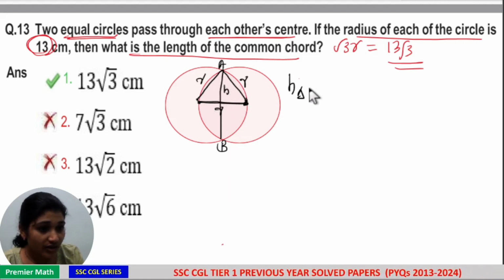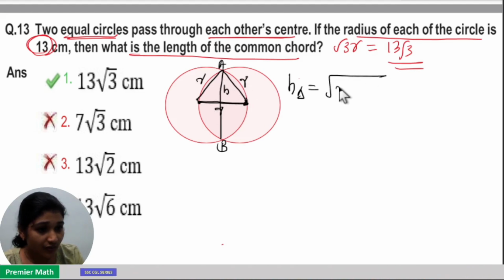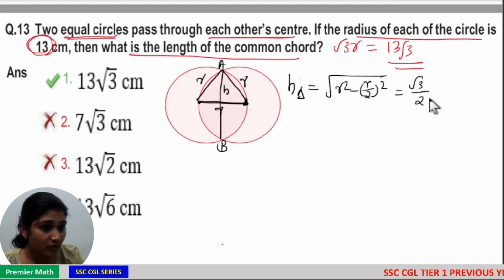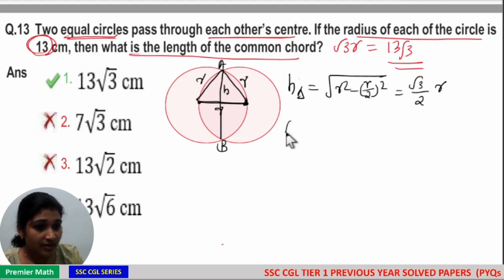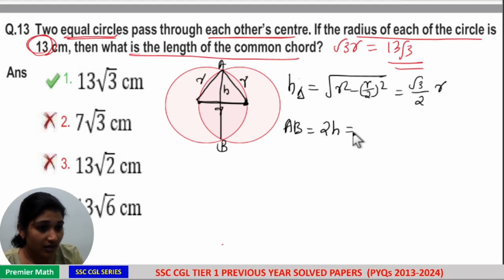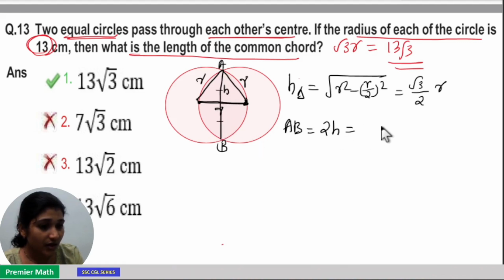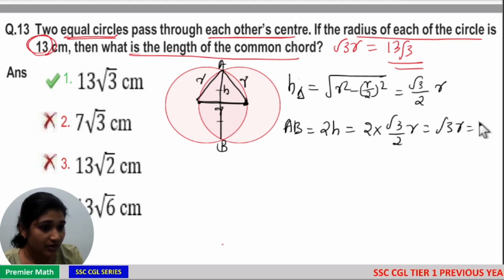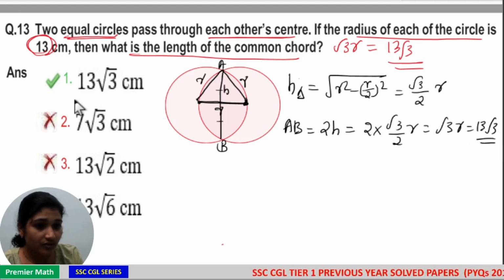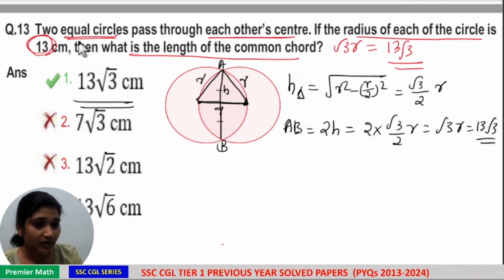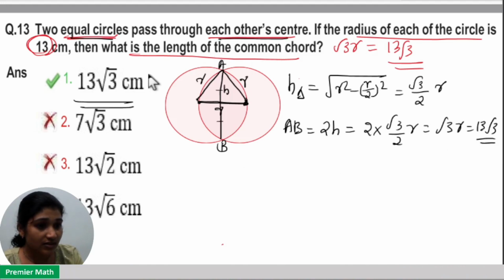The height of this equilateral triangle is equal to root of r square minus (r by 2) the whole square, which is equal to root 3 by 2 r. Now AB is equal to 2 times the height of the equilateral triangle, because these two bisect each other. So 2 into root 3 by 2 r is equal to root 3 r, which is equal to 13 root 3. So option 1 is your answer. Whenever two equal circles pass through each other's centers, the length of the common chord is equal to root 3 r.